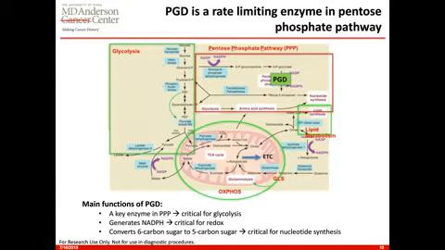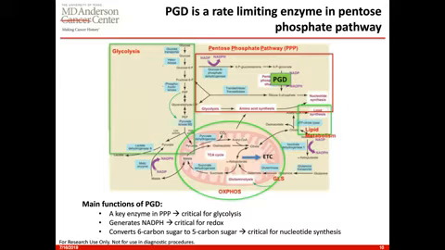There are two key functions of PGD. One is that it generates NADPH, therefore it's critical for redox. And also PGD generates ribose 5-phosphate. So this is a 5-carbon sugar. Basically, PGD converts 6-carbon sugar to 5-carbon sugar. Therefore, PGD is critical for nucleotide synthesis. So that appears to be an important enzyme for cell proliferation.